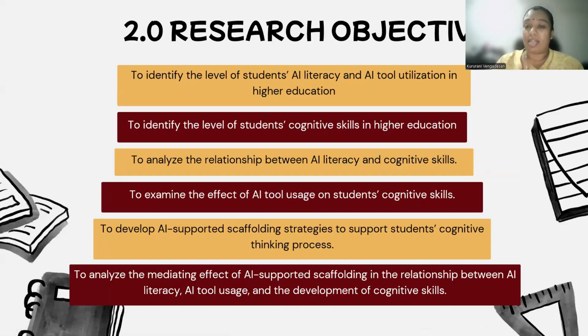Based on the problems that we discussed just now, I have identified six research objectives. The first is to identify the level of student AI literacy and AI tool utilization in higher education. The second is to identify the level of student cognitive skills in higher education. Third is to analyze the relationship between AI literacy and cognitive skills. The fourth is to examine the effect of AI tool usage on student cognitive level. The fifth is to develop AI-supported scaffolding strategies to support students' cognitive thinking process. Lastly is to analyze the mediating effects of AI-supported scaffolding in the relationship between AI literacy, AI tool usage, and the development of cognitive skills. These are the research objectives that we're going to study.